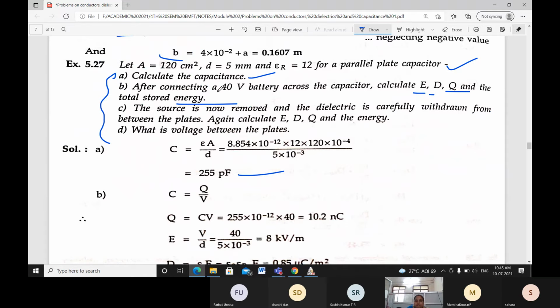They have given the potential, that is 40 volts. We want the charge. Is it possible to find out? Yes. The relation is C is equal to Q by V. All the equations we know; just you have to use those. That's it. Q is going to be CV. C we already calculated, 255 into 10 raised to minus 12 into 40. You will be getting 10.2 nanocoulombs.